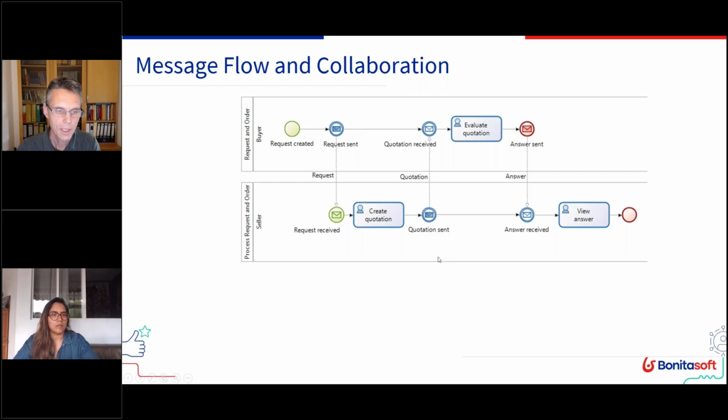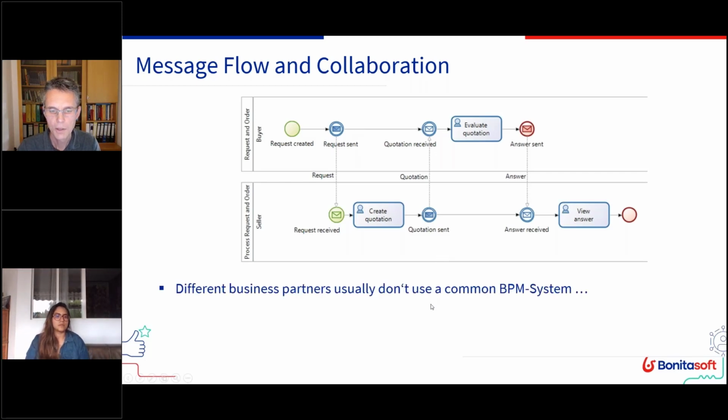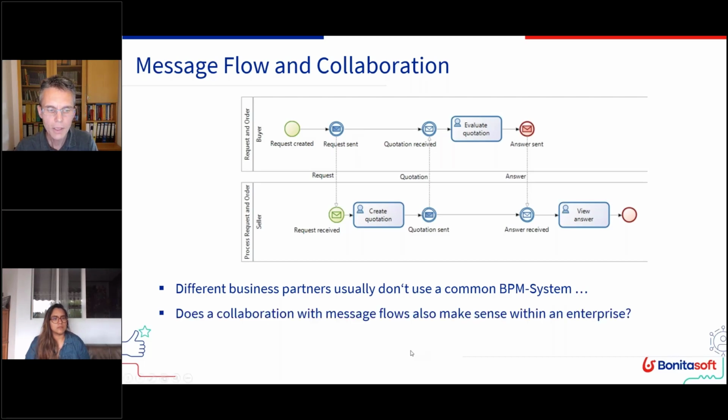But the question is, different business partners usually don't use a common BPM system. I can model this in Bonita, and I can run and execute this, but usually you don't have the situation that they use a common system. They are independent companies, so every company has their own system. But does it also make sense to have a collaboration with message flows within an enterprise? I think the answer is yes.